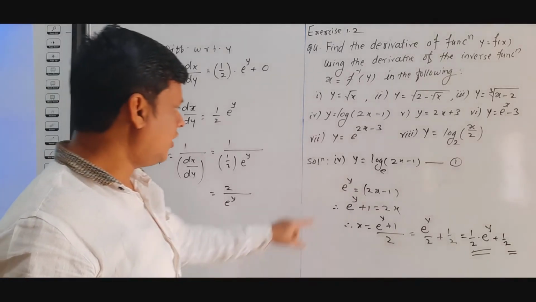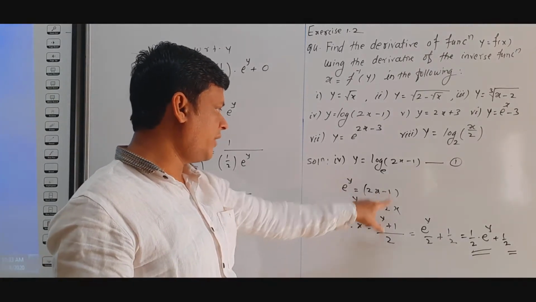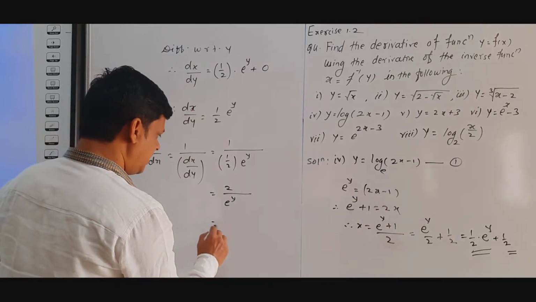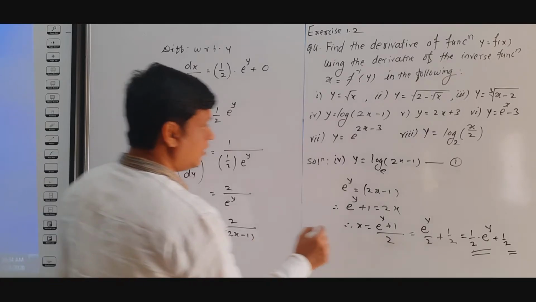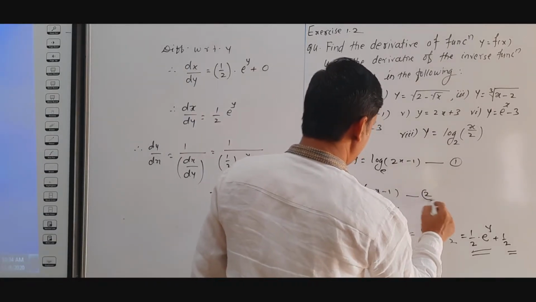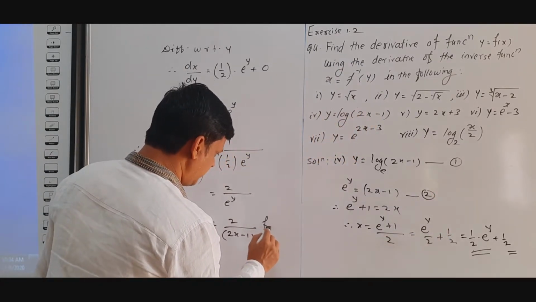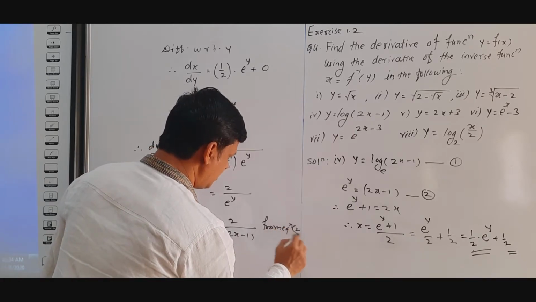Now we have the value of e raised to the power y, which is 2x minus 1. So we write here 2 upon 2x minus 1. You can denote this as equation number second. So you write here from equation second.